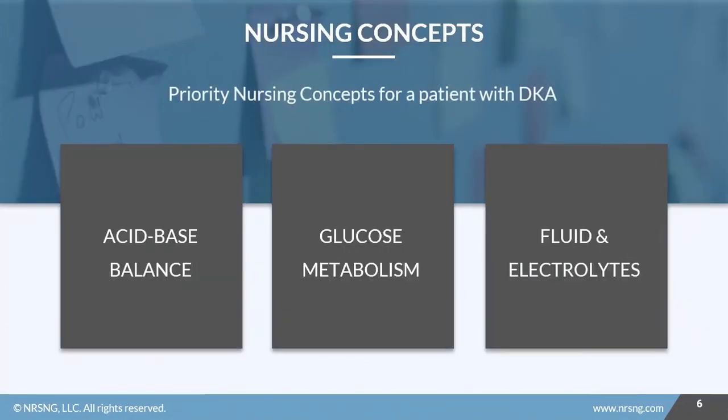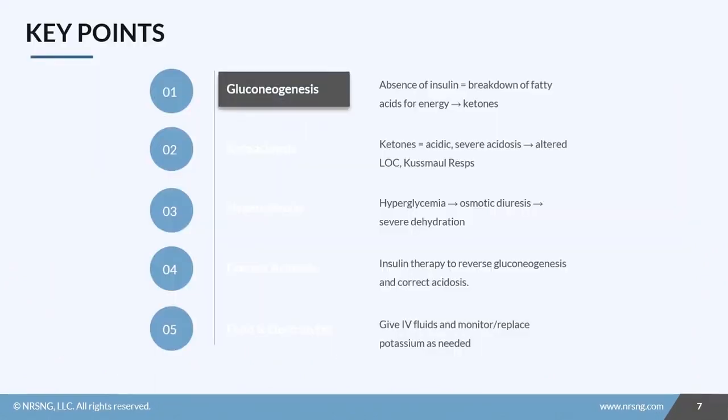So our top nursing priority concepts for a patient with DKA are first, acid-base balance, then glucose metabolism, and then fluid and electrolytes. We want to correct that acidosis, bring that blood sugar down so that the body knows it doesn't have to create ketones anymore. It doesn't have to go through the fatty acids anymore, and make sure we're replacing those fluids and managing that potassium. Make sure you check out the care plan attached to this lesson to see many more detailed nursing interventions and rationales.